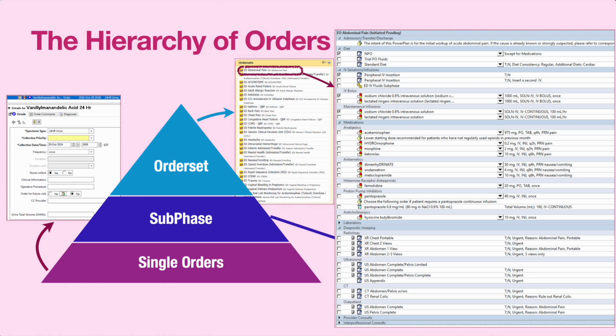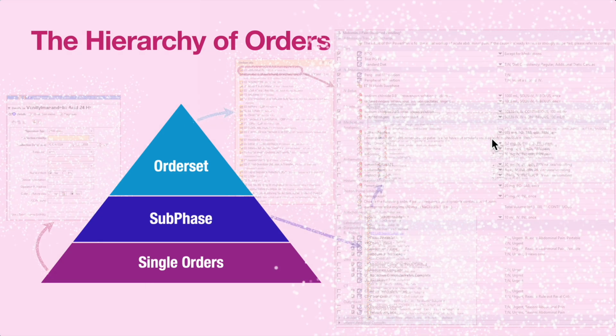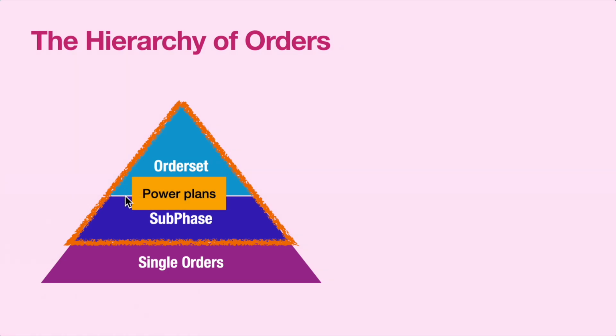We have done all this legwork for you, so unless it's something very small like a single ankle x-ray, use the order sets. That way you are sure that the errors are minimized as much as possible. Order sets and subphases are sometimes referred to in Millennium as power plans.